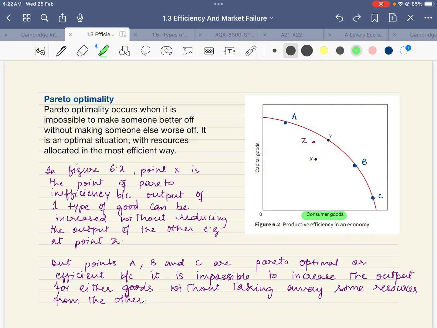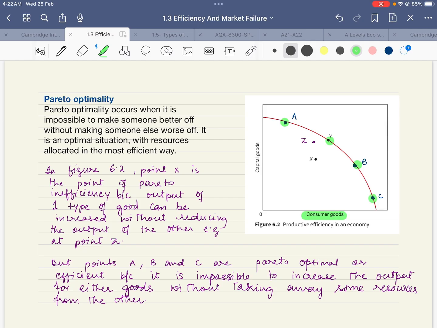However, at any point lying on the PPC, which are points A, Y, B, and C, at all these points, the resources would have been used completely. All the resources of the economy would be in use. Therefore, all these points A, Y, B, and C are Pareto efficient.